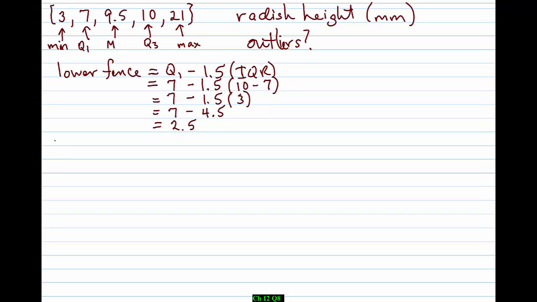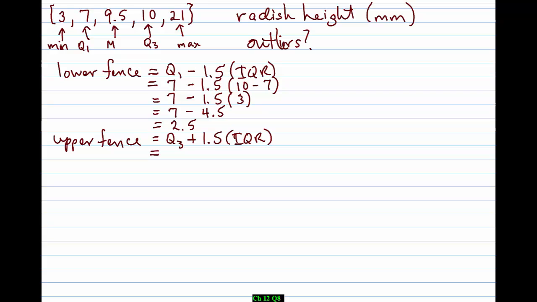Now the upper fence is a very similar calculation. That's Q3 plus 1.5 times the interquartile range. So what we're doing when we're looking at our upper fence is we're looking 1.5 interquartile ranges above the top of the box on a box plot to see if there are outliers up there. So let's compute this cutoff.